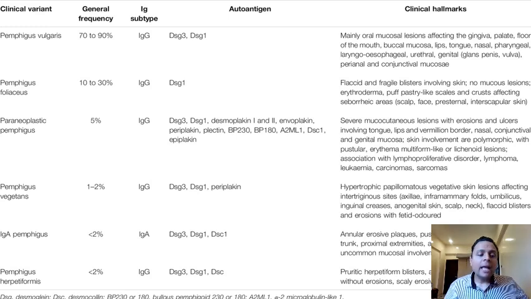And then there is IgA pemphigus. See, how normal pemphigus is different from IgA pemphigus: the desmogleins are the same. Desmoglein 3 is also there, desmoglein 1 is there.